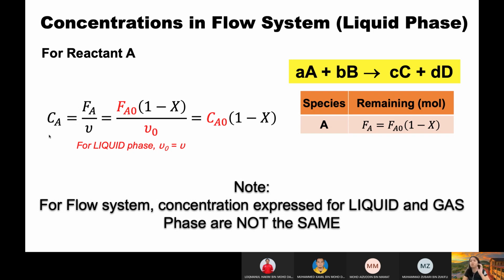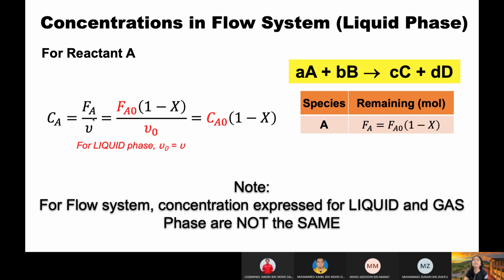CA ni outlet concentration of A, ataupun bila saya cakap outlet, saya cakap remaining sama. Maksudnya kepekatan atau molar flow rate selepas tindak balas. Kalau ada not, dia means sebelum tindak balas. Kalau dia tak ada not, maksudnya dia tak ada simbol kosong tu, maksudnya semasa ataupun selepas tindak balas dah berlaku. So, outlet concentration of A equals to outlet molar flow rate of A divided by outlet volumetric flow rate. Dia mesti outlet, outlet, outlet.